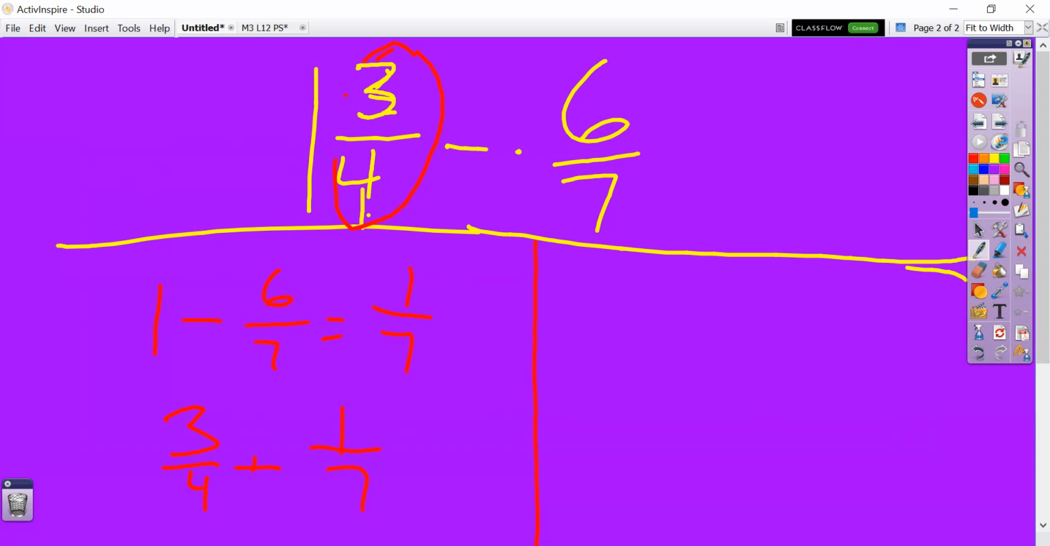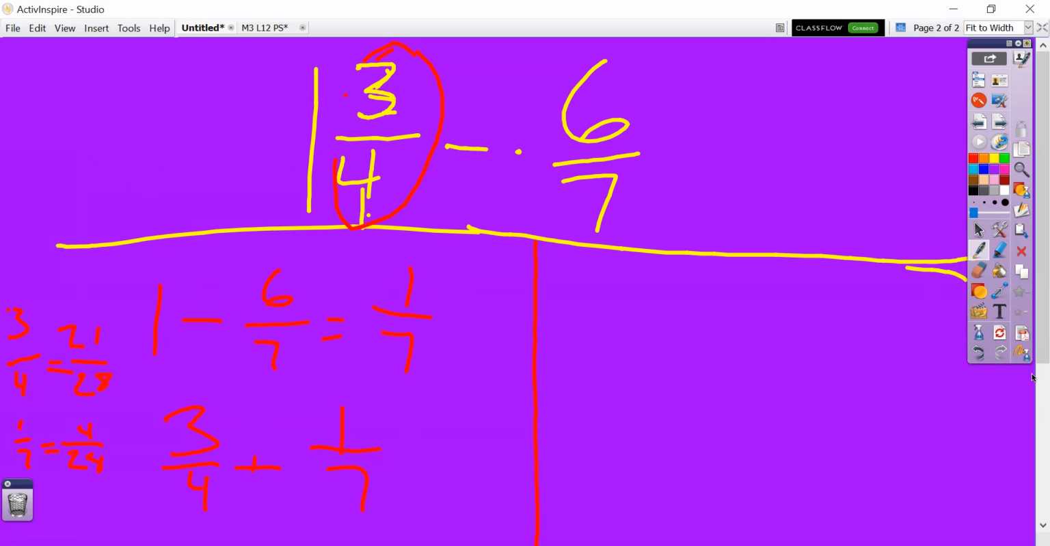Yeah, it is going to be where you multiply them together. So I'm going to show my conversion over here on the left-hand side. 3 times, we're going to make that 28. So 4 times 7 was 28. 3 times 7 is 21. And then for 1/7 to become 28, we're multiplying by 4. So we're really showing it like that.